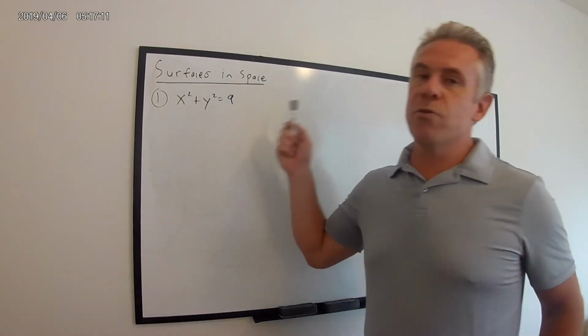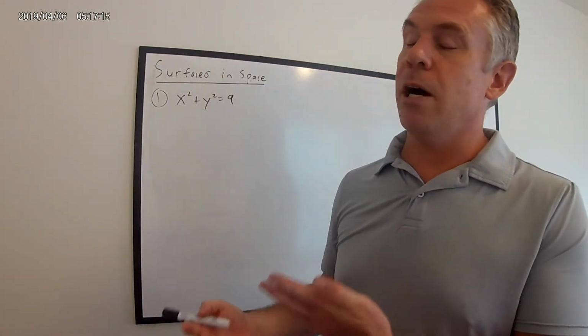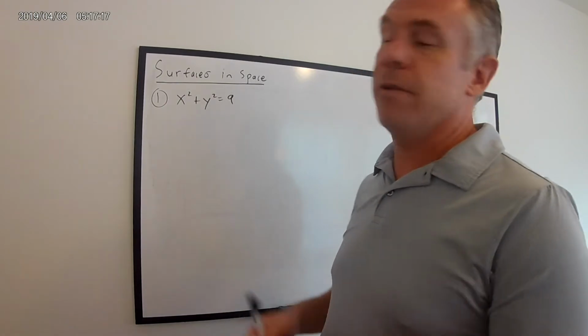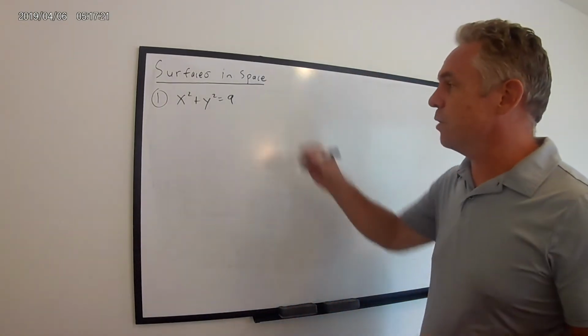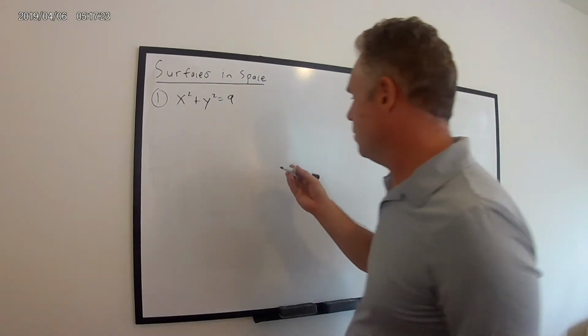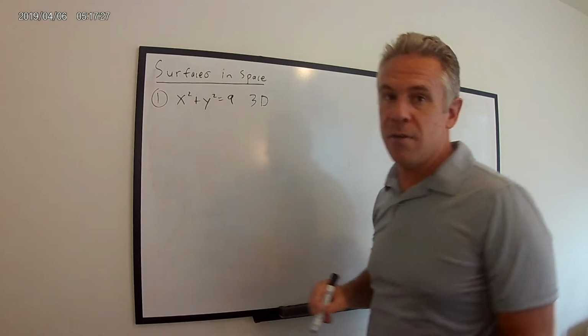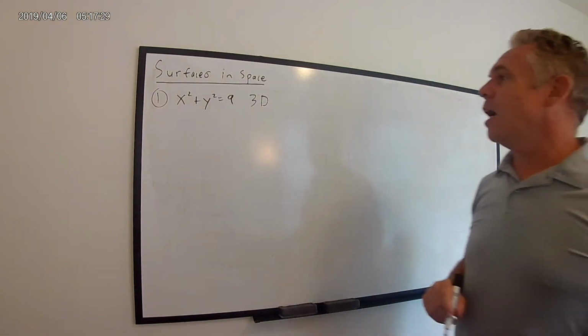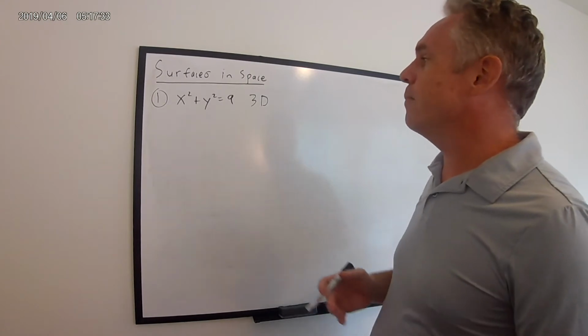What I'm going to do is go through a set of examples, and we'll develop sort of a catalog or a repertoire of surfaces that we might encounter. So the first example is this surface here, x squared plus y squared equals 9. We're going to consider this in 3D. Now in 2 dimensions, everyone knows this is a circle. But in 3 dimensions, it has a different shape, or a related shape.